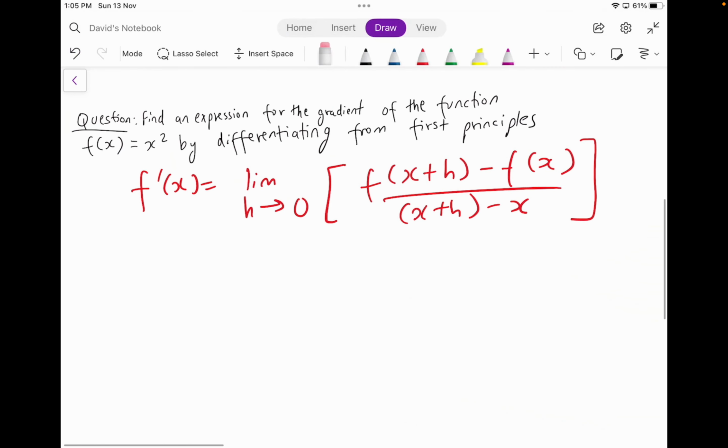Now the question states, find an expression for the gradient of the function f of x is equivalent to x raised to the power 2 by differentiating from first principles. So we can see here f of x, we have to first write down the formula. That's very important for differentiating from first principles in order to score those marks. And then after you do that, you're going to switch in the values. You're going to use this value here, f of x is equivalent to x raised to the power 2.